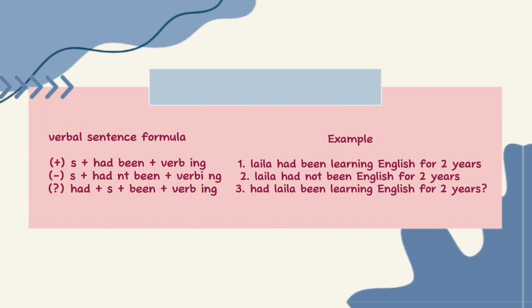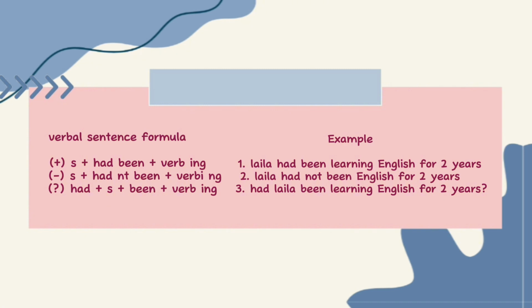The verbal sentence formula is, if positive, subject plus had been plus verb ing. Negative, subject plus had not been plus verb ing. Interrogative, had plus subject plus been plus verb ing.